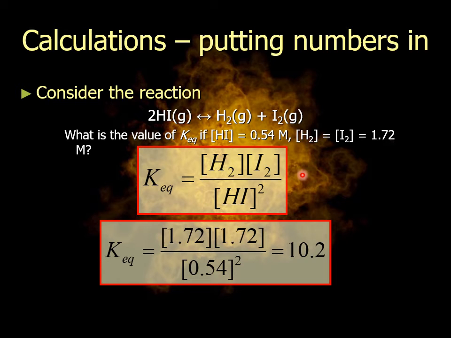So now it's a simple matter of putting in the numbers. So the H2 and the I2 in this case are equal, and equal to 1.72 on top. It's 0.54 squared on the bottom, and that's our answer, 10.2. Now I know that very often students omit the exponent. I'm going to say the majority of mistakes come from leaving that important exponent out of the expression of K. Of course, if you don't include it, you're going to get the wrong answer.